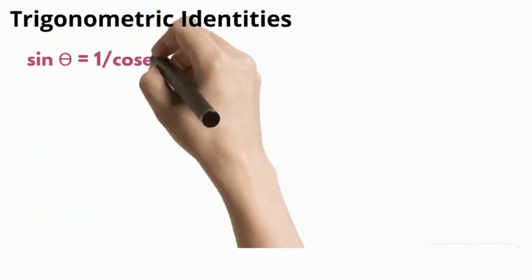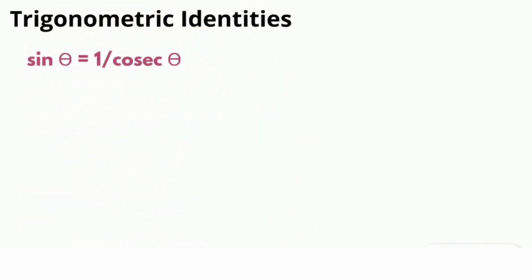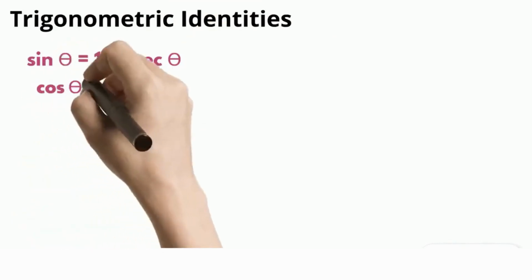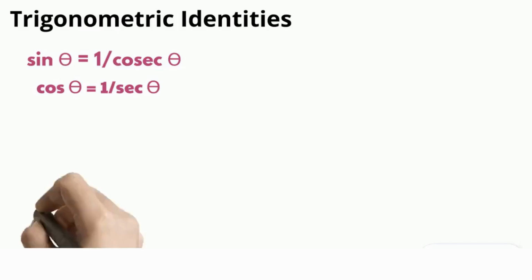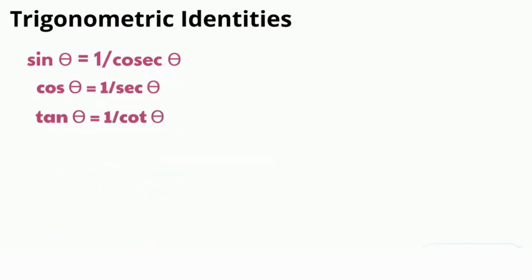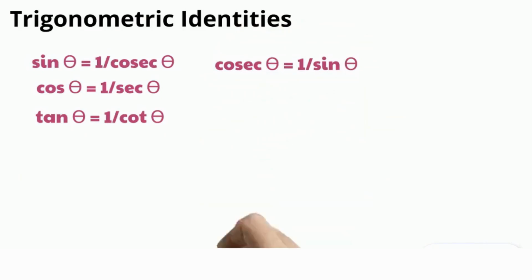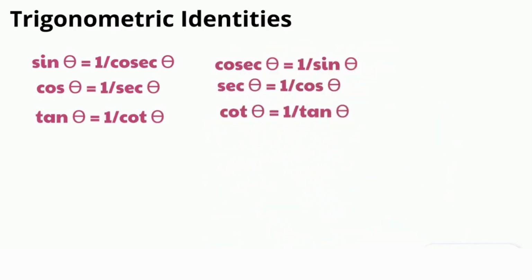See here, sin theta is equal to 1 by cosecant theta. Next, cos theta is equal to 1 by secant theta. Next, tan theta is equal to 1 by cot theta. Then, cosecant theta is equal to 1 by sin theta. Next, secant theta is equal to 1 by cos theta. Next, cot theta is equal to 1 by tan theta. These are reciprocal identities.